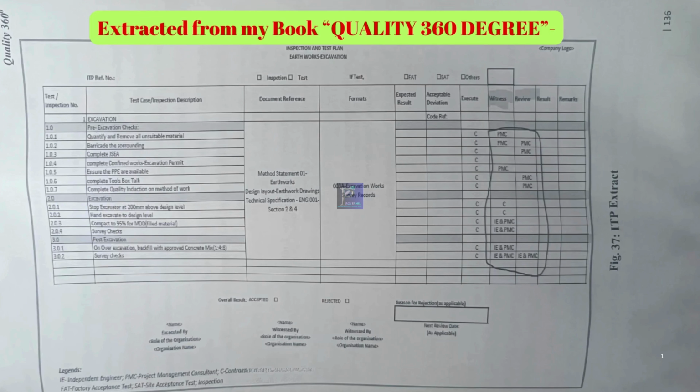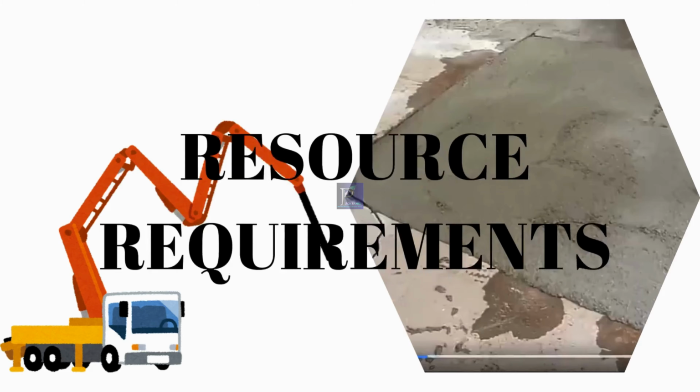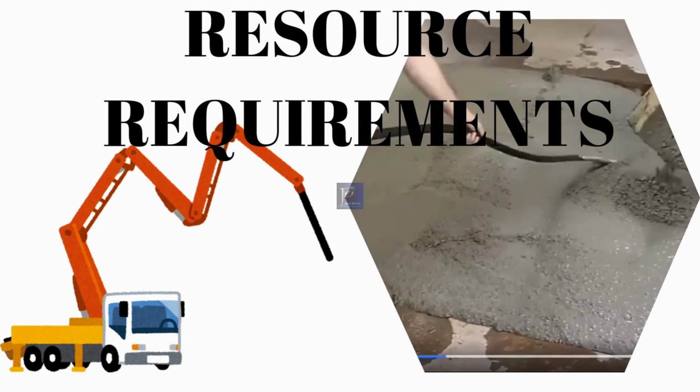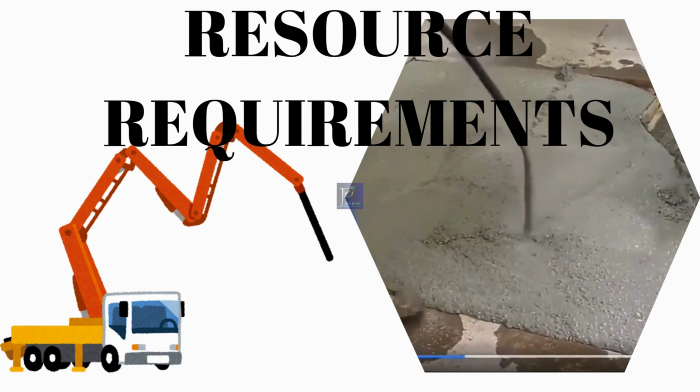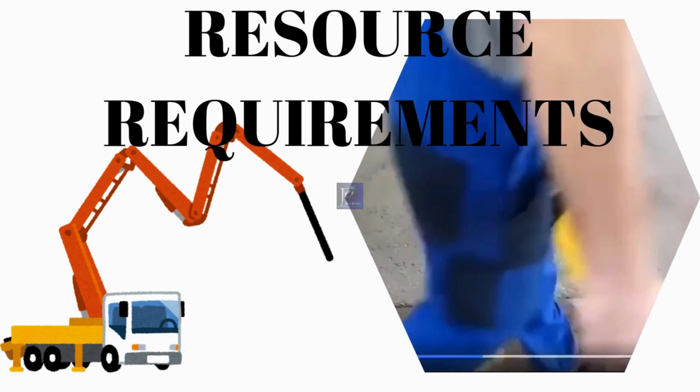While discussing ITPs and RFIs in detail would take us off topic, the key takeaway here is that activities must be linked to roles, ensuring proper execution and accountability. Each ITP references checklist and report formats that serve as documentary evidence for compliance. Resource requirements. The additional key sections of a method statement. This section details the required manpower, materials, tools, and equipment.